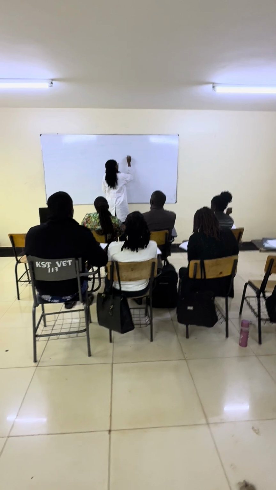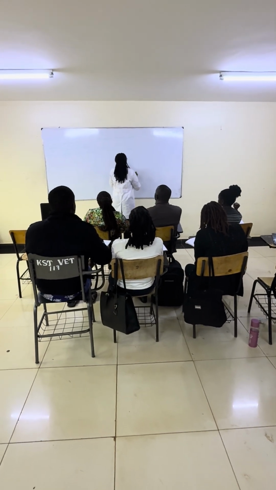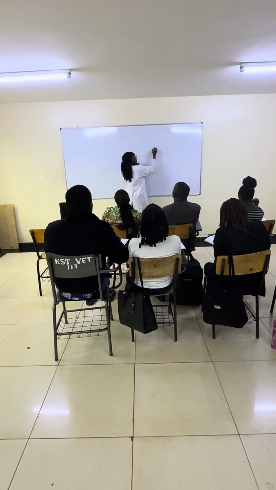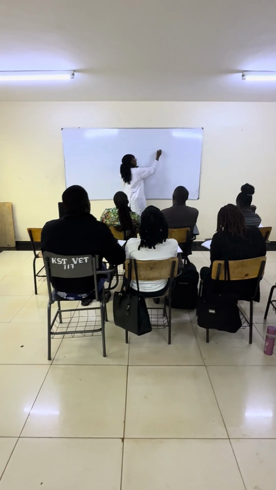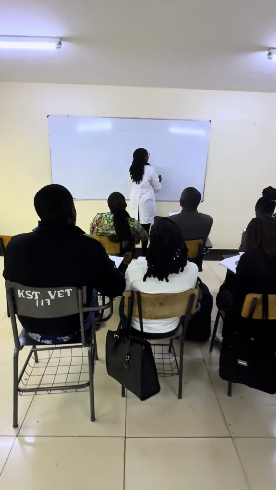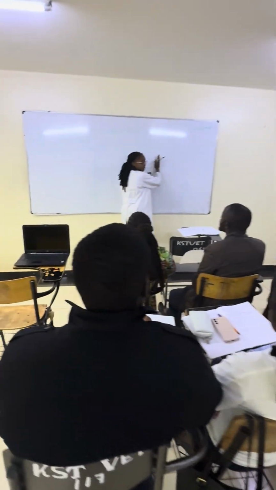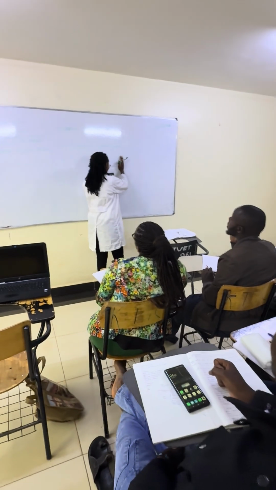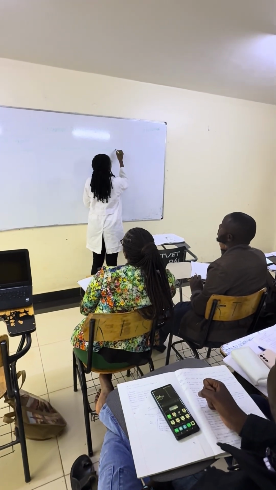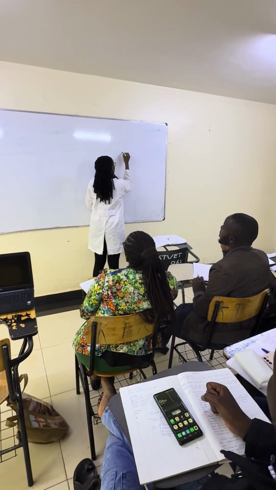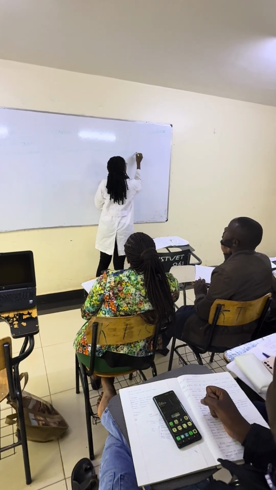Then the likelihood of it happening. Then you get to the impact. After you've gotten the likelihood, you go to the impact. What is it doing to the business? Then the mitigation. What are you doing about it?